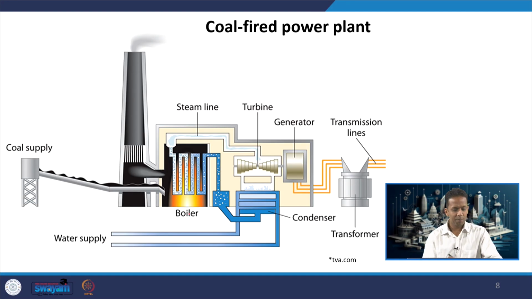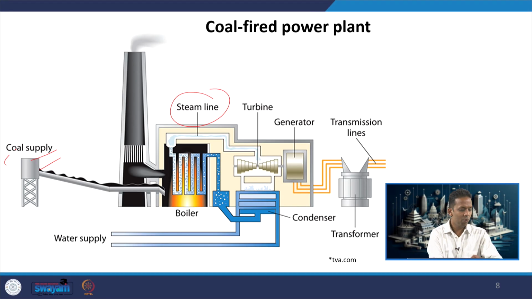So, coal is supplied, coal is a fuel. A solar thermal power plant, gas fired power plant, or oil fired power plant, all of these are going to be similar in these aspects, this equipment. The major difference is the source of heat for generating steam.